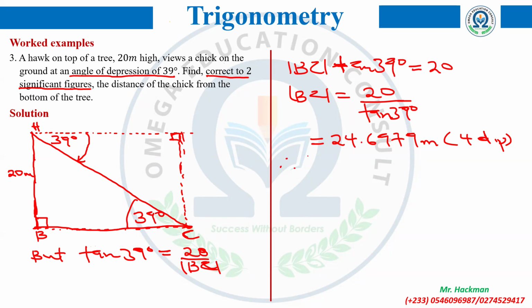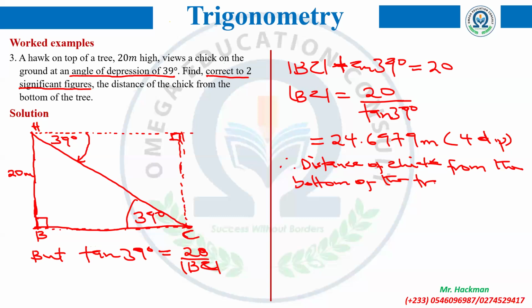Therefore, what were we asked to find? The distance of the chick from the bottom of the tree, or tree bottom. I would have written it that way. So the distance will be equal to. Okay, let me come here.